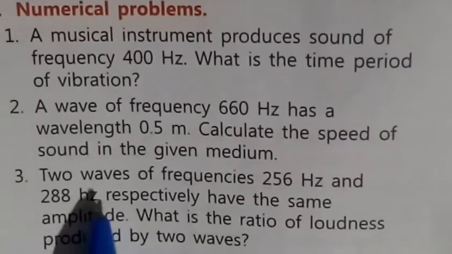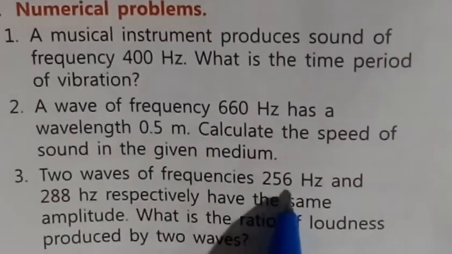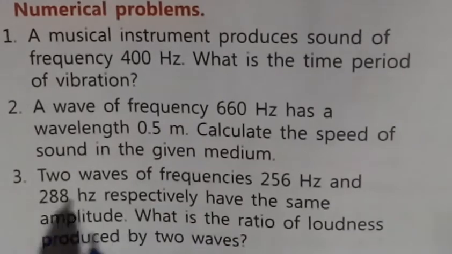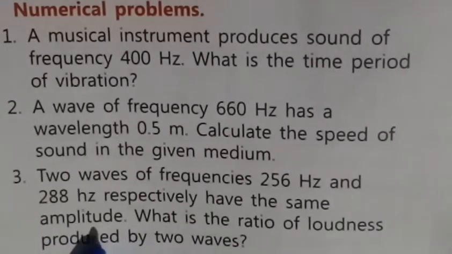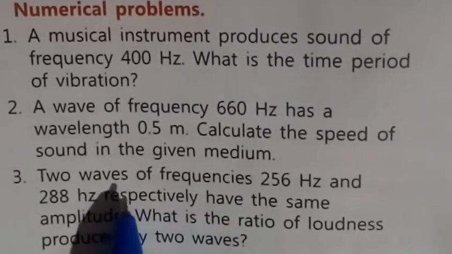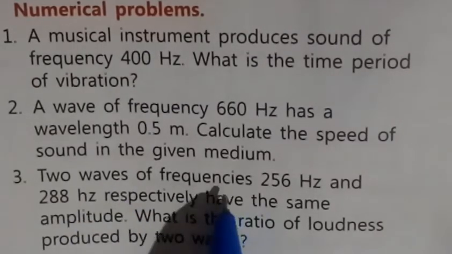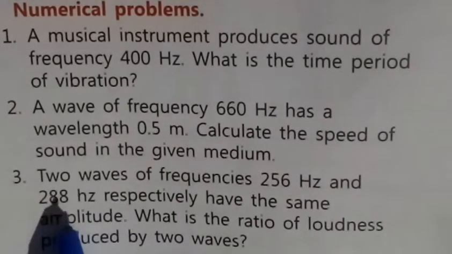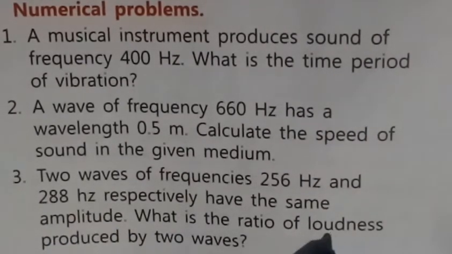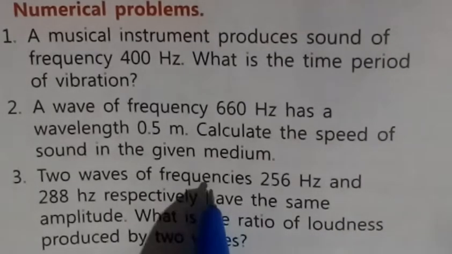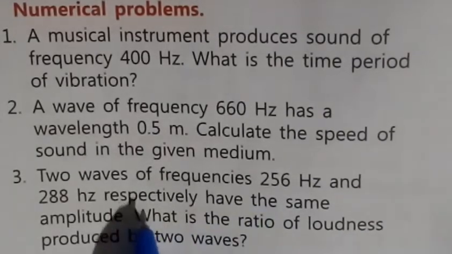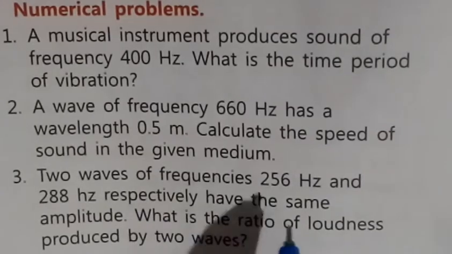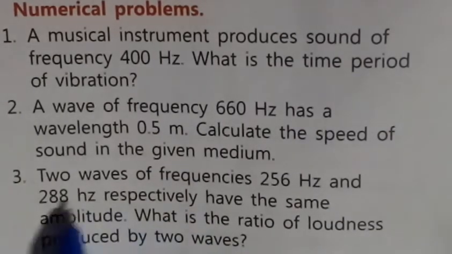So in the third numerical, two waves of frequencies 256 Hz and 288 Hz respectively have the same amplitude. What is the ratio of loudness produced by two waves? Now look at that, they are giving two frequencies because we have two waves. So the first wave has frequency 256 Hz and the second wave has frequency 288 Hz. As we know, loudness of sound does not depend upon the frequency, whether it is different or equal. It depends only upon its amplitude.